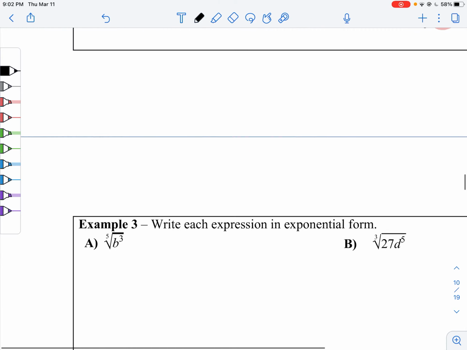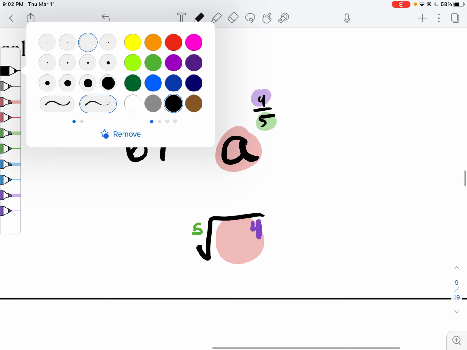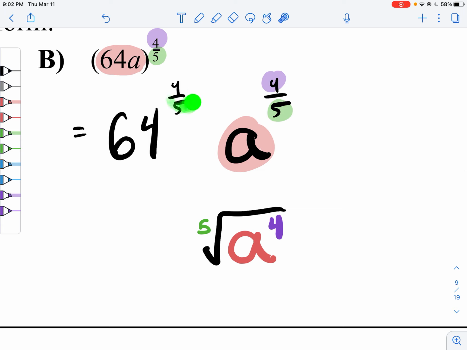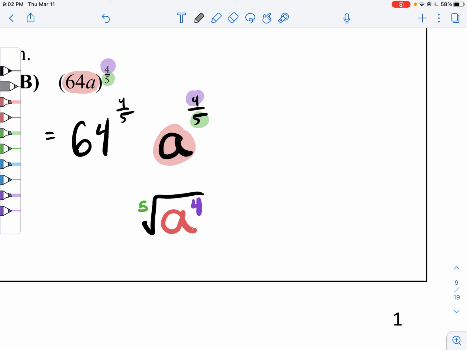Cool. So we can't simplify this anymore, unless you make it all one color and call that simplification. That's not mathematically accepted. But now we are looking for the 64 to the 4/5 power. So I'm going to simplify that over here a little bit.